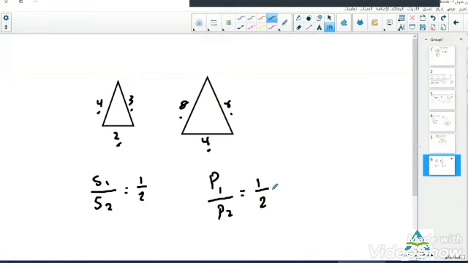Yes. And the area, do we multiply by 2 or square it? Not multiply by 2, squared. The ratio between A1 and A2 is going to be 1/4. You get the idea now? Yes. So what will the question be?